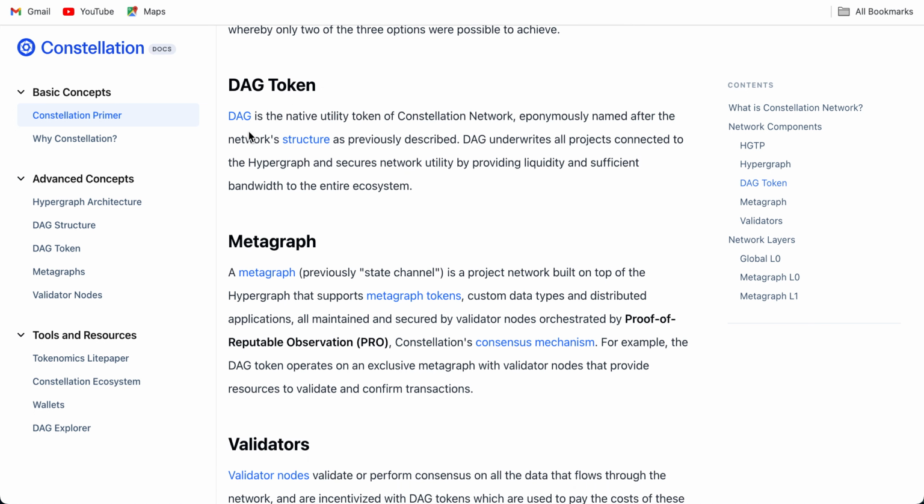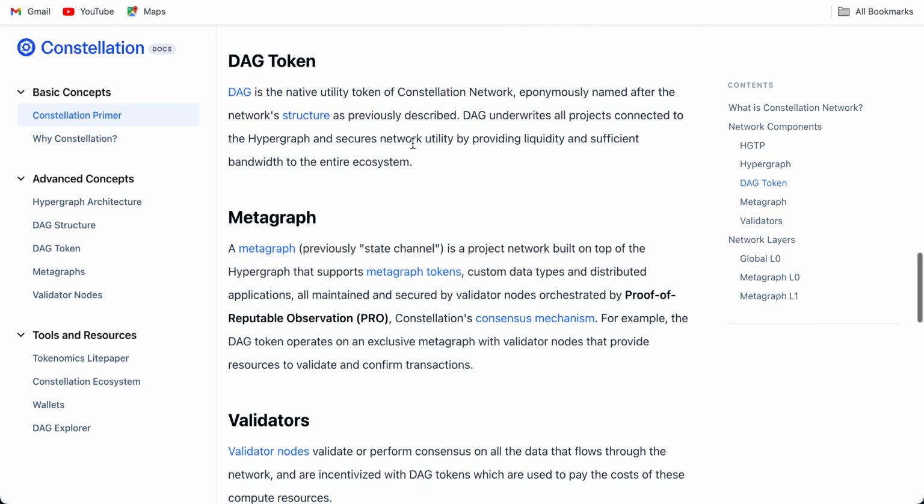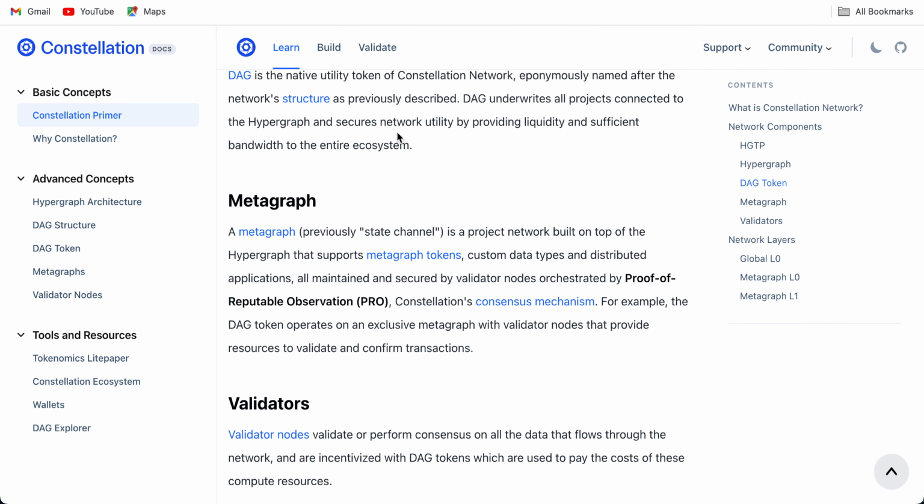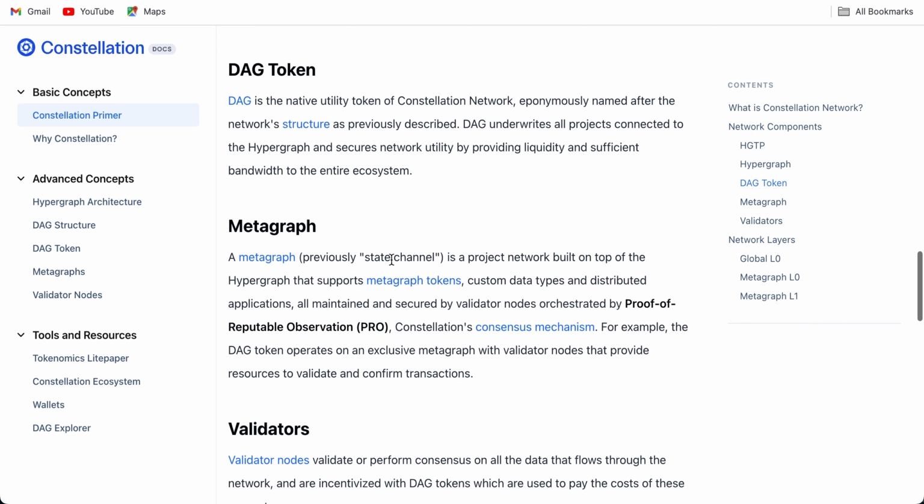DAG token. DAG is the native utility token of Constellation Network, eponymously named after the network structure. As previously described, DAG underwrites all projects connected to the hypergraph and secures the network. We're going to check this out as well.